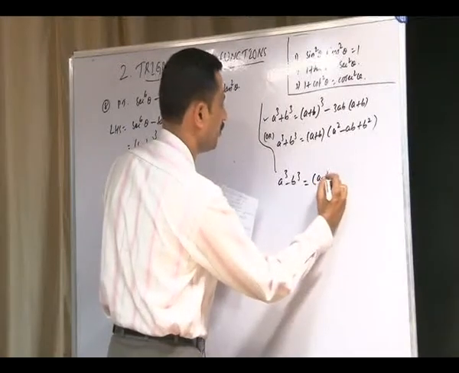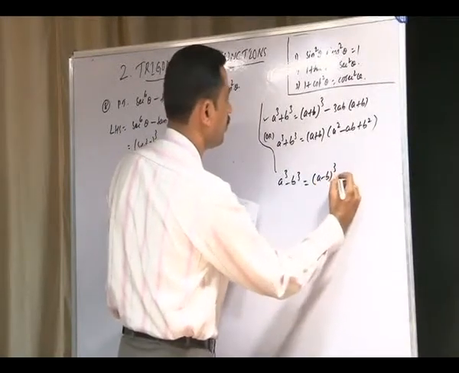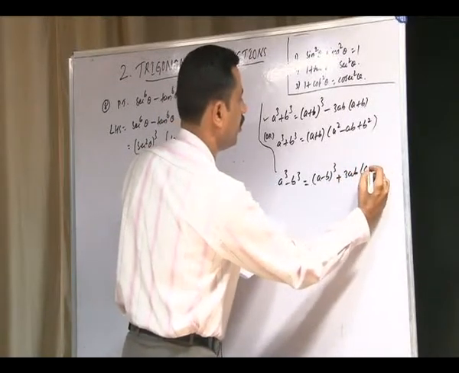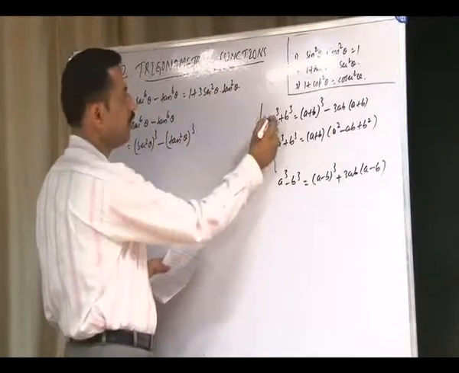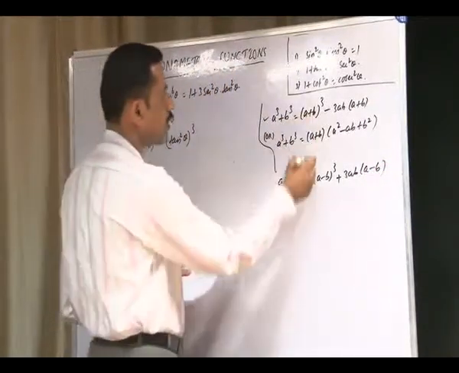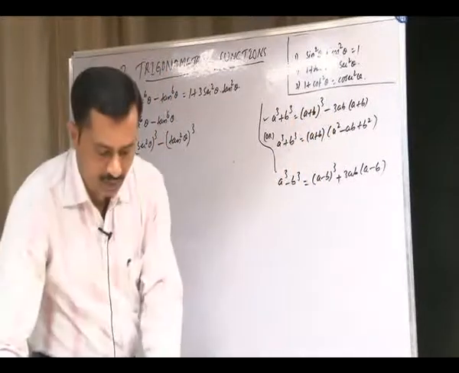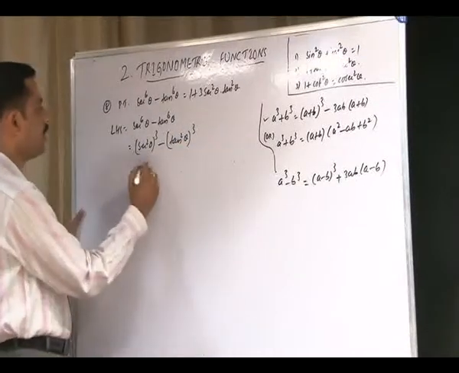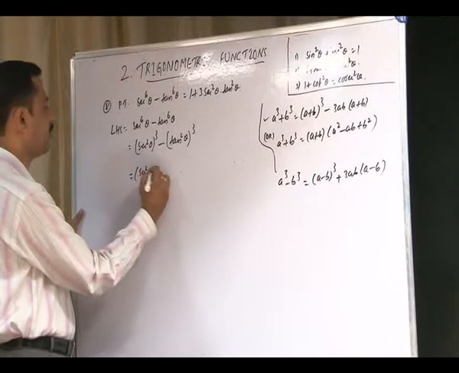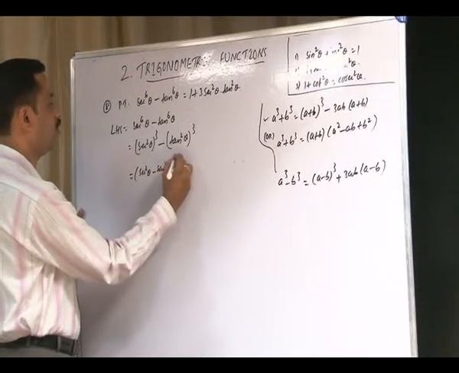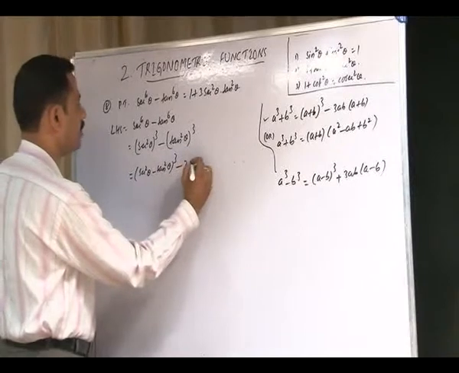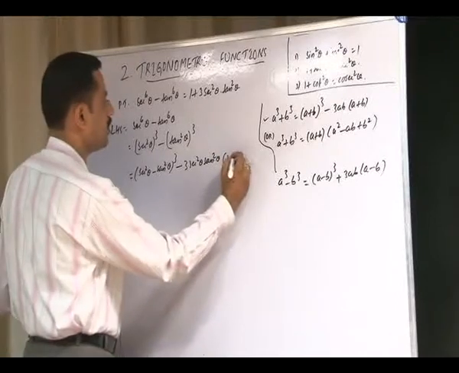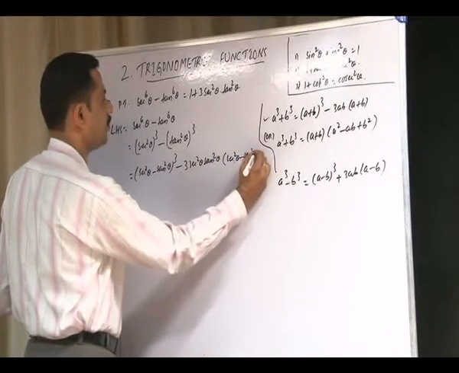a minus b whole cube, sorry, here we will get a minus b whole cube plus 3ab into a minus b formula. Instead of plus, here minus; plus becomes minus and minus becomes plus. Just use that formula and expand. Here a cube minus b cube can be written as a minus b whole cube, that is secant square theta minus tan square theta whole cube minus 3ab, that is secant square theta into tan square theta into a minus b, that is secant square theta minus tan square theta.